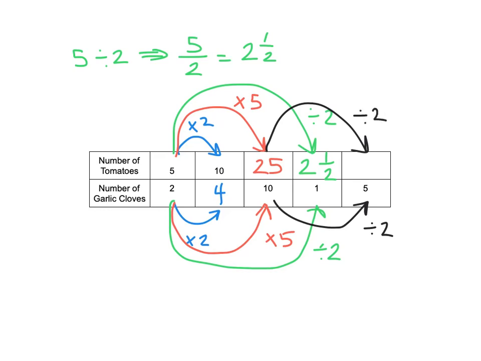So I would want to take half of 25. So 25 divided by 2 is going to be 25 over 2. And then we just have to think how many times 2 goes into 25. Okay. And so it goes in 12 full times. And we'd have a half left over. So 12 1/2.